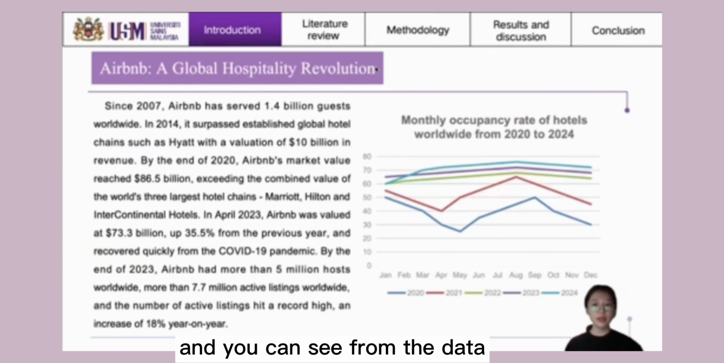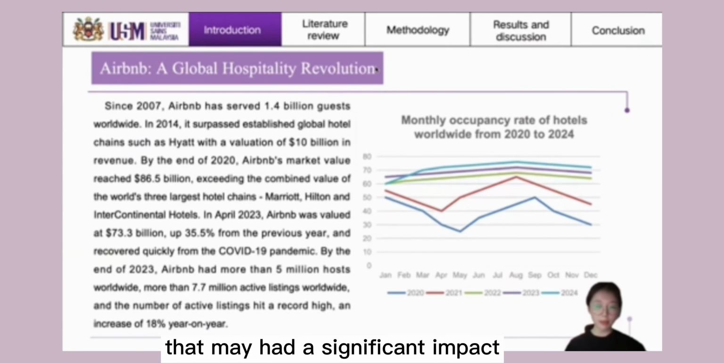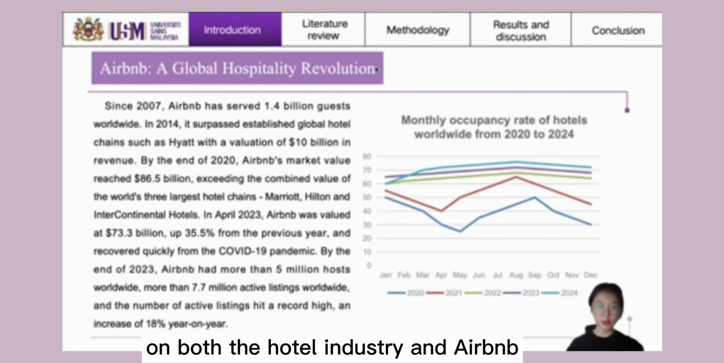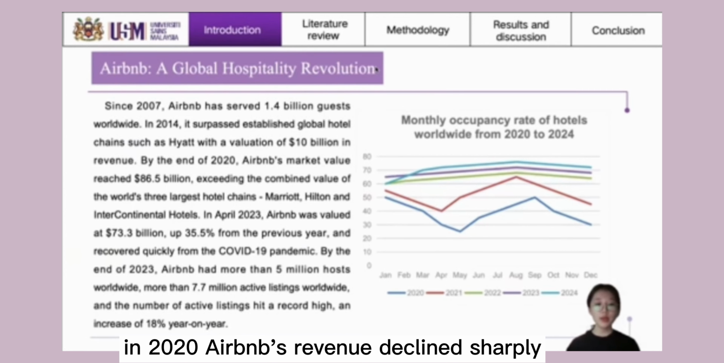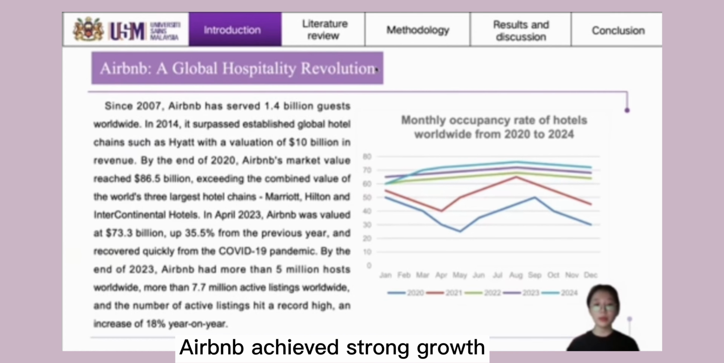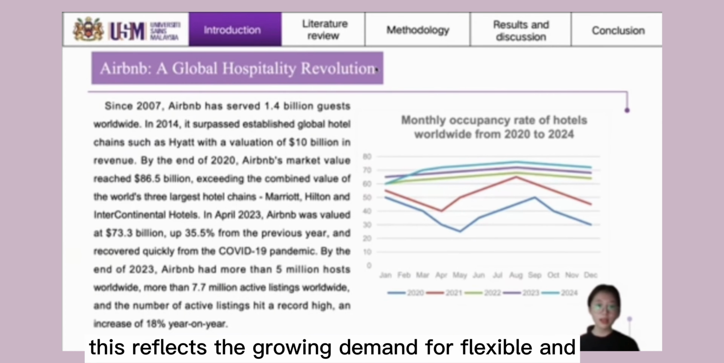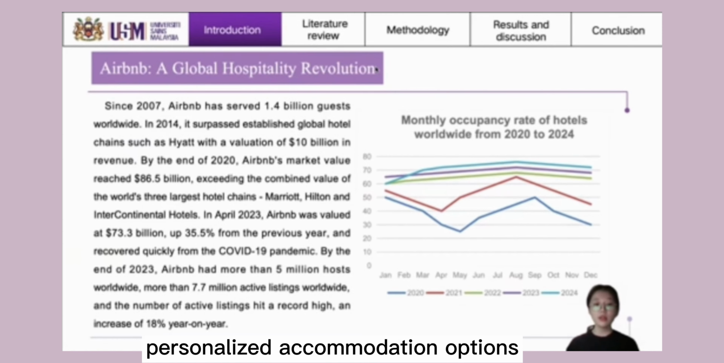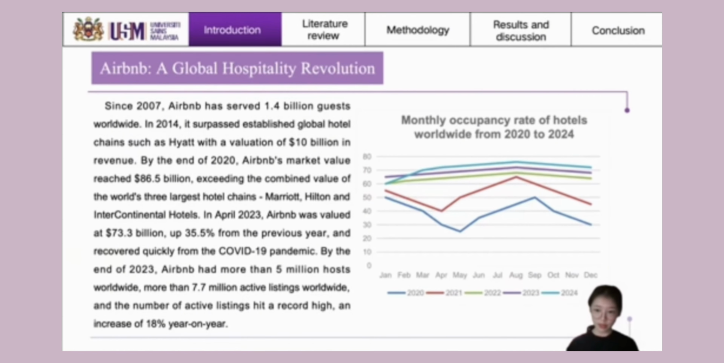And you can see from the data, the pandemic had a significant impact on both the hotel industry and Airbnb. In 2020, Airbnb's revenue declined sharply, but thanks to its flexible sharing economy model, Airbnb achieved strong growth. This reflects the growing demand for flexible and personalized accommodation options.